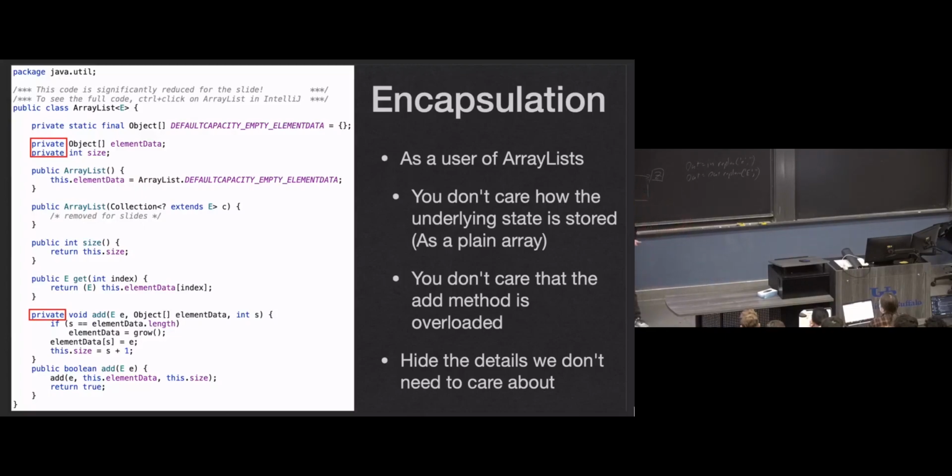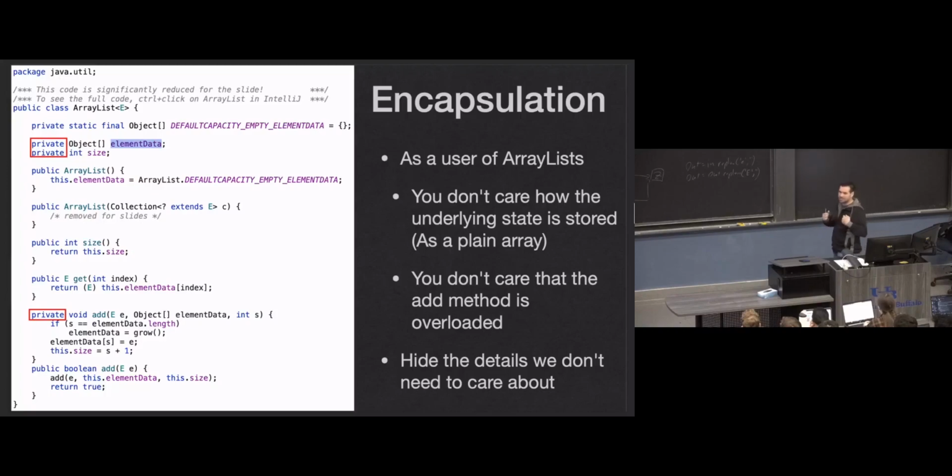You don't want to know how it stores it, that it's resizing this underlying array. The reason we use an array list is so we don't have to worry about those little details. If we wanted to worry about those details, we just use a plain array and then resize it on our own. We don't want to. We don't care that that array even exists. It's private. We don't care that it has a separate size variable that's tracked independently of the actual size of the array. We don't have to care about any of that. So make it private.